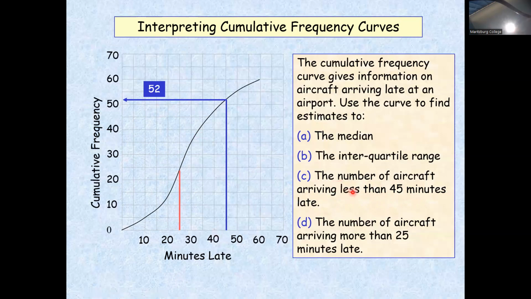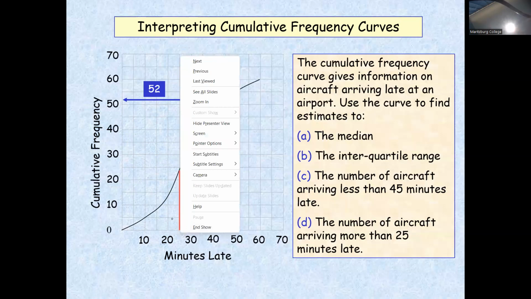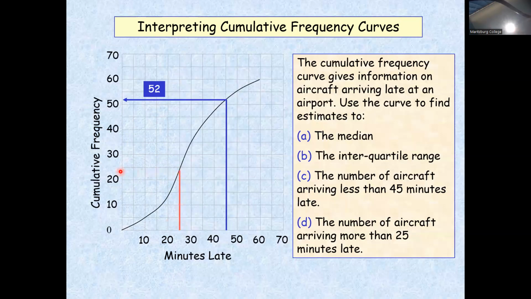Moving on to the next question, it says the number of aircraft arriving more than 25 minutes late. So we'll go to minutes late, we'll go to 25, we'll draw a line going up to touch the graph, and then we'll draw a horizontal line going towards the left. You'll notice it's above 20. 25 will be half of 20 and 30, so we'll estimate it to be 24. And then we can say that 60 minus 24 is 36. And we have 36 aircraft arriving more than 25 minutes late.